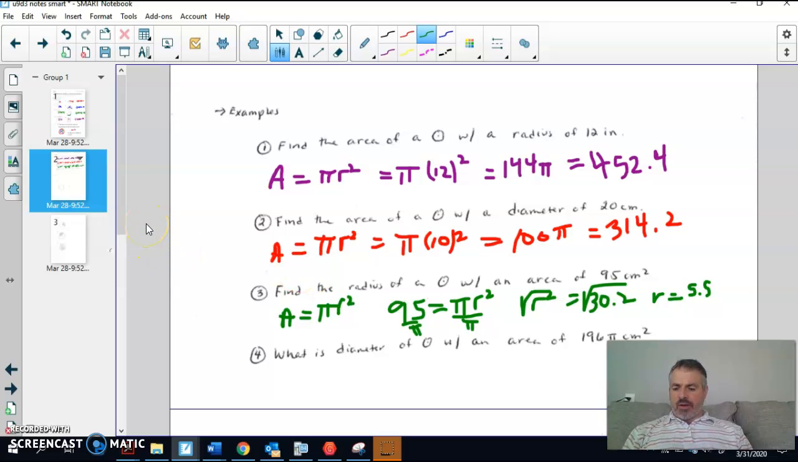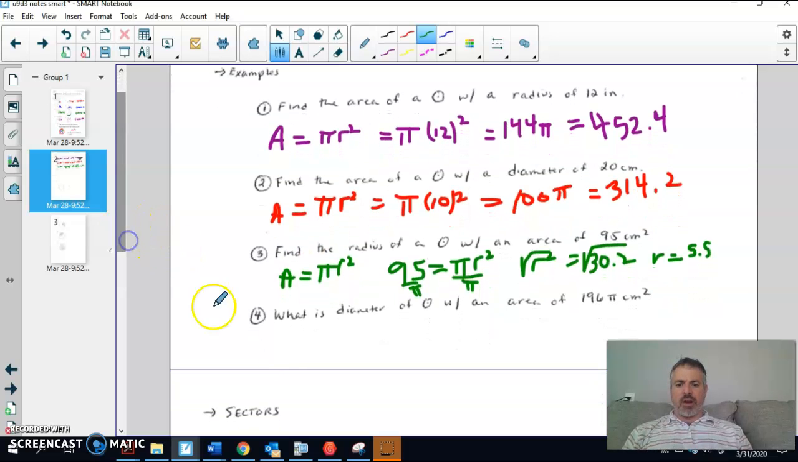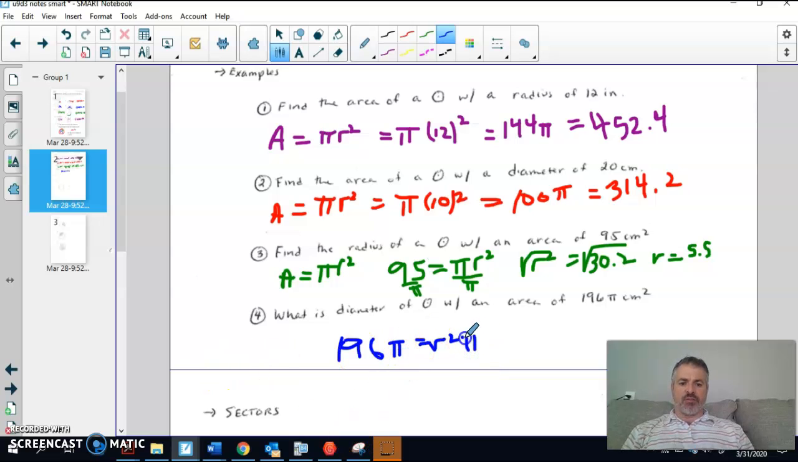So then lastly, the problem down here is the same thing, though I'm kind of running out of time. I know the area again is 196, and I need to look for the radius. The area is equal to pi r squared. So again, the first thing I'm going to do is divide out the pi, and then I'm going to square root both sides. So the pi's will just cancel, and I'm left with r squared is equal to 196.